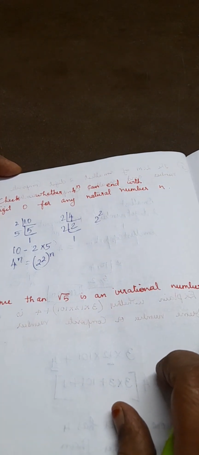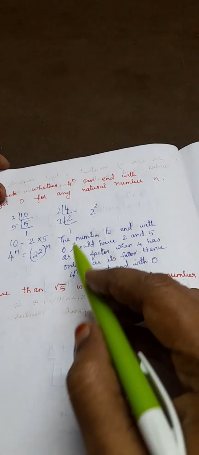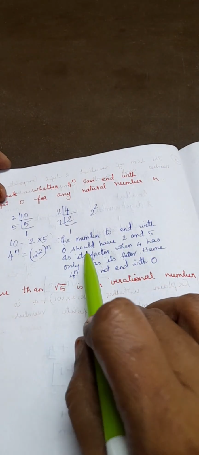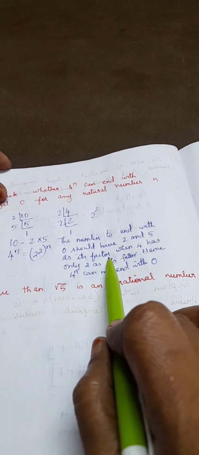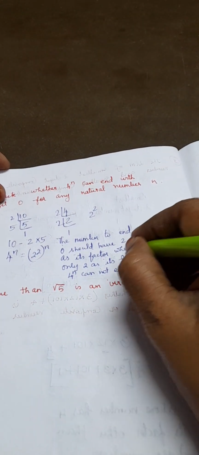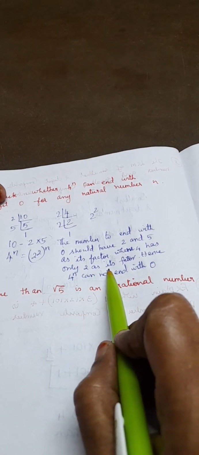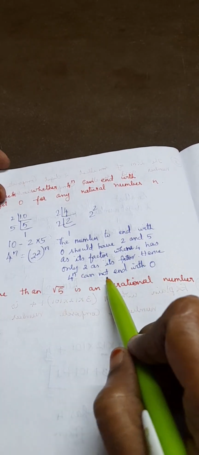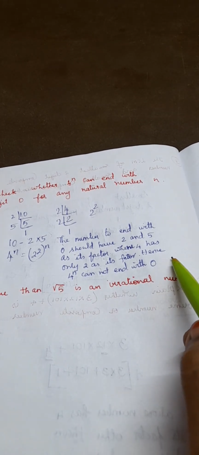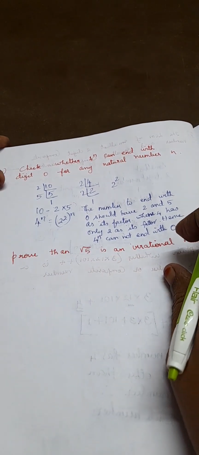Shall we write this? So, the number to end with 0 should have 2 and 5 as its factors, where 4 has only 2 as its factor, not 5. Hence, 4 power n cannot end with 0. Is it clear? Shall we go to the next problem?